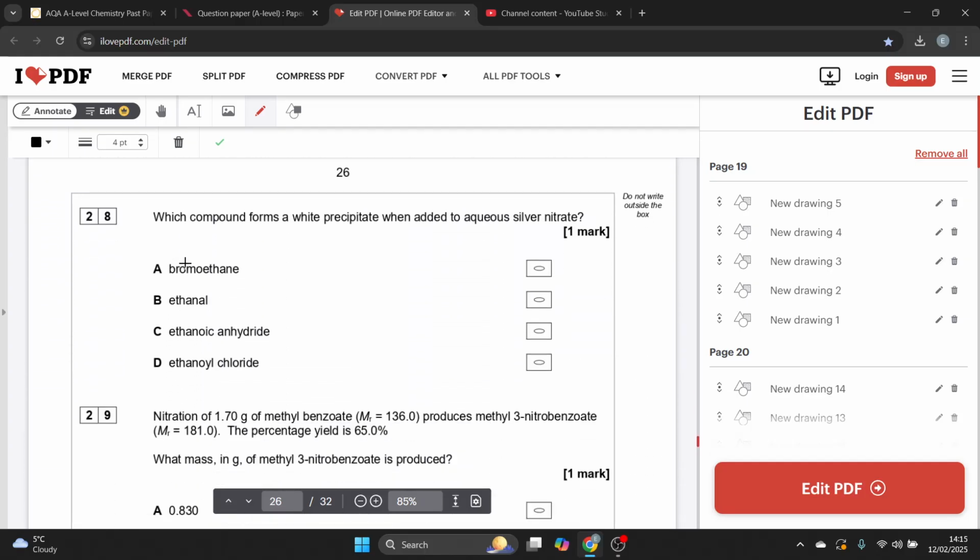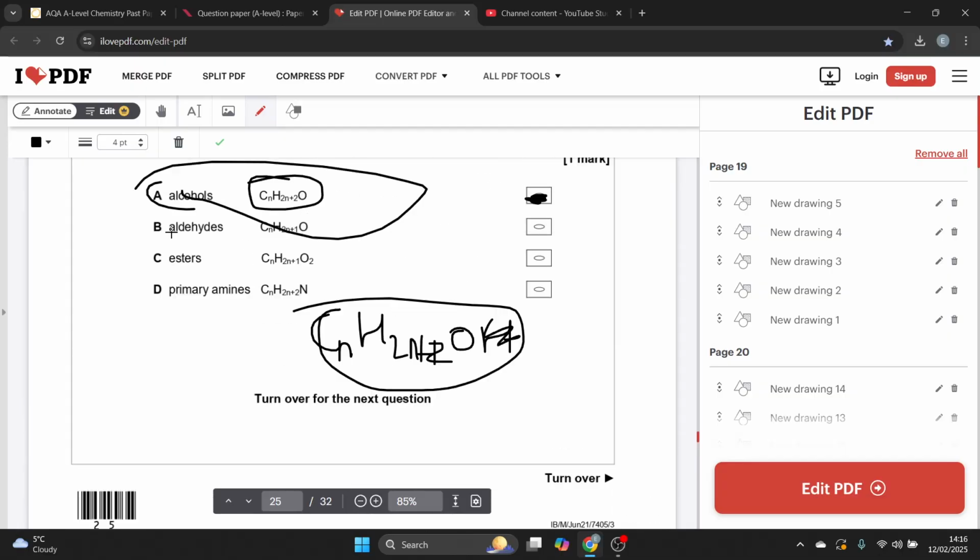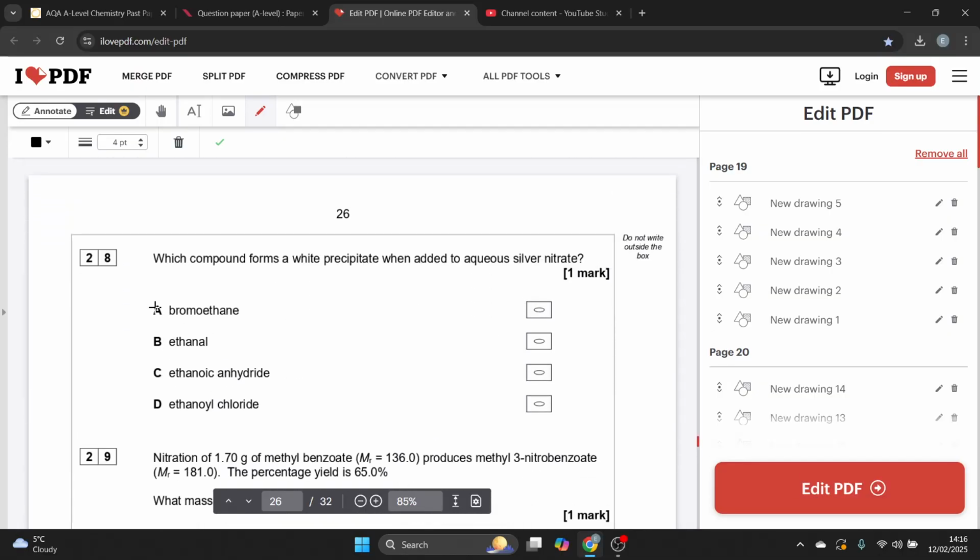CnH2n+2O. Which compound forms a white precipitate when added to aqueous silver nitrate? Bromoethane, ethanol, ethanoic anhydride, ethanoyl chloride. Definitely not bromoethane. That's a halogenoalkane. That's not going to form a white precipitate when added to aqueous silver nitrate.